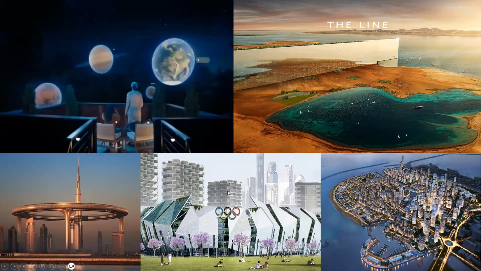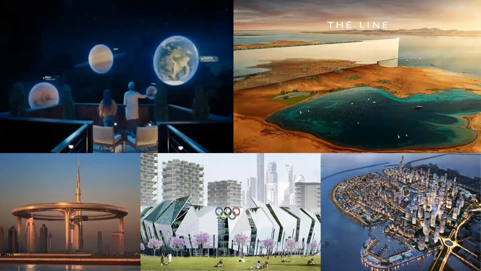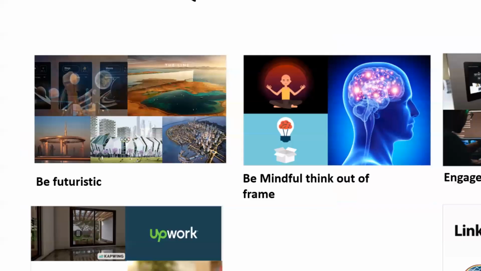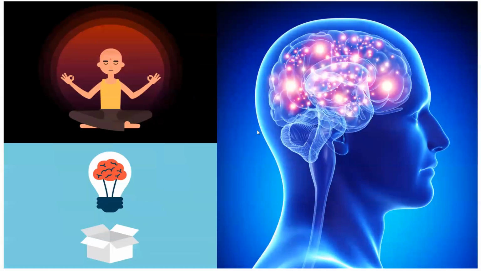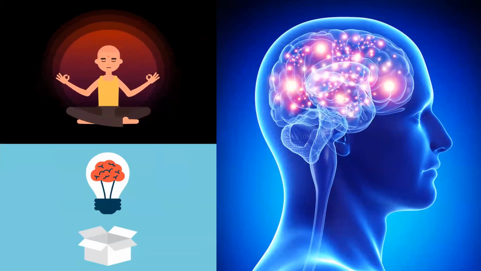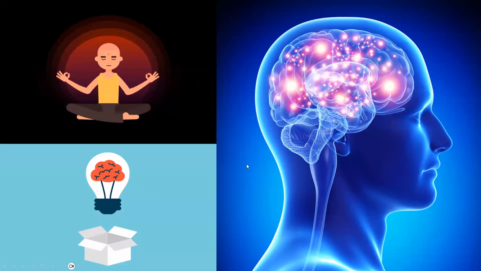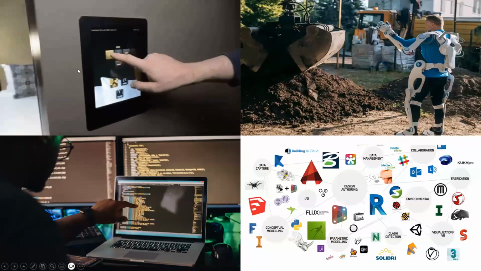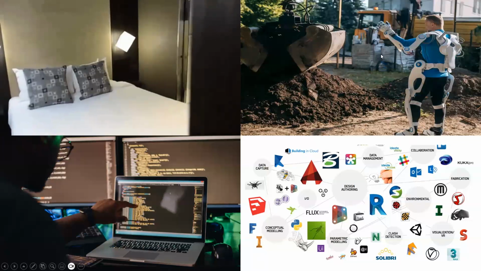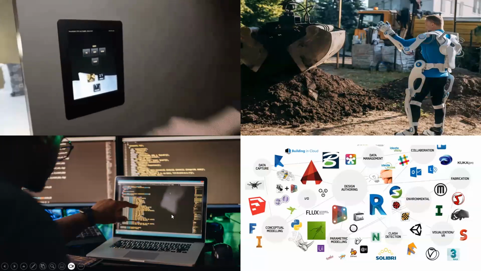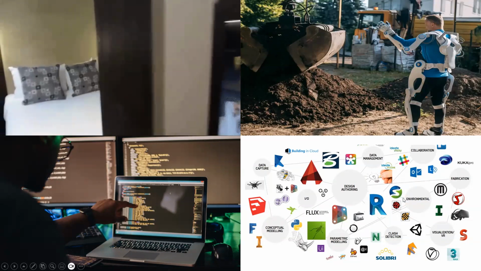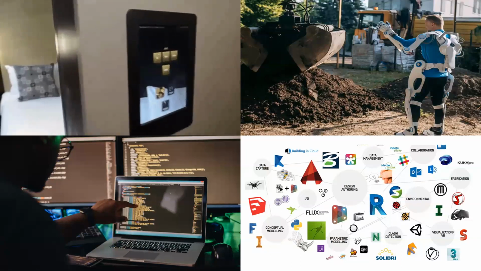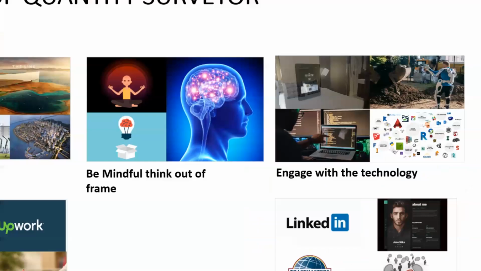If you want to have a job opportunity, or if you want to build a career, or start a business, think about this market void. And if you are a quantity surveyor, you have to practice mindfulness, and you have to think out of the frame. Then you can become a better quantity surveyor. And these are the new technologies. So this is a smart room concept. This is robotic technology, and learning a programming language is also very important. And these are the construction software. You have to learn a lot of construction software in order to become a competent quantity surveyor. These things are very, very important.